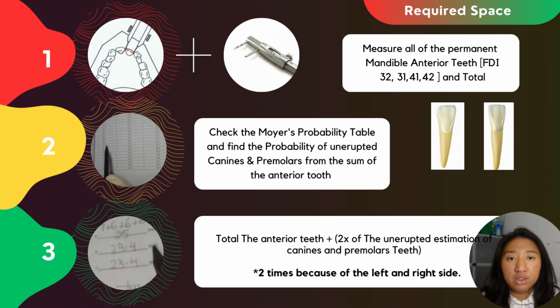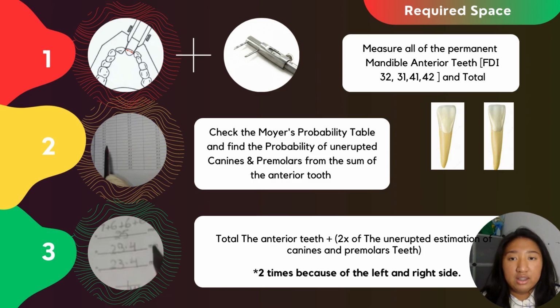For the first step, we need to measure all of the permanent anterior mandibular teeth, specifically FDI 32, 31, 41, and 42. This covers both the left and right central incisors and lateral incisors. In the figure, you can see the Boley gauge being used to measure each tooth separately. After you have found the mesiodistal, or width, measurement of each tooth, you will then add them up and total it. After you total it, you will have the result of the first step.